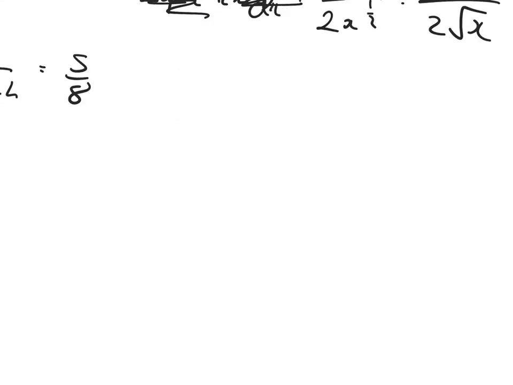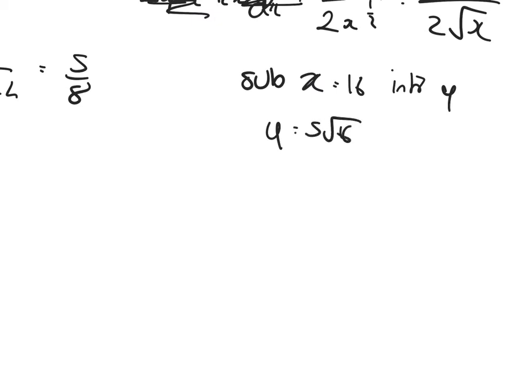Now let's find the y coordinate. So we're going to sub x equals 16 into y. So that's y equals 5 lots of root 16. That's 5 times 4, which is 20. So I've got my point, which is 16, 20, and I've got the gradient, which is 5/8.